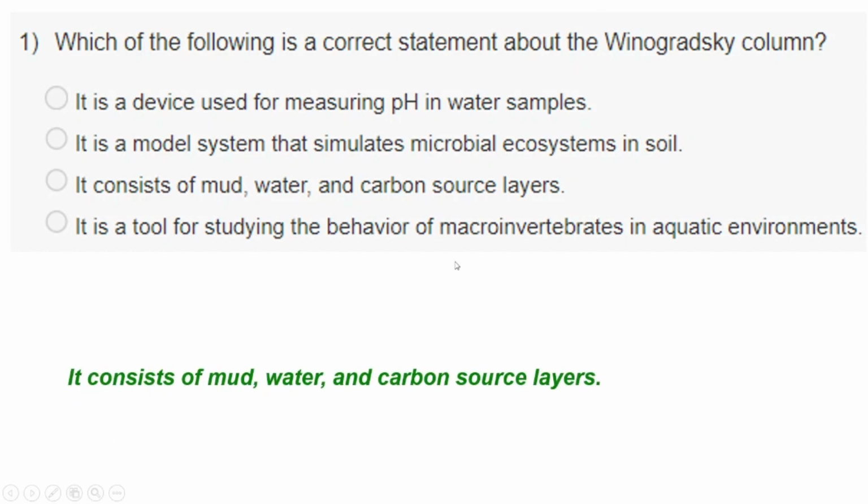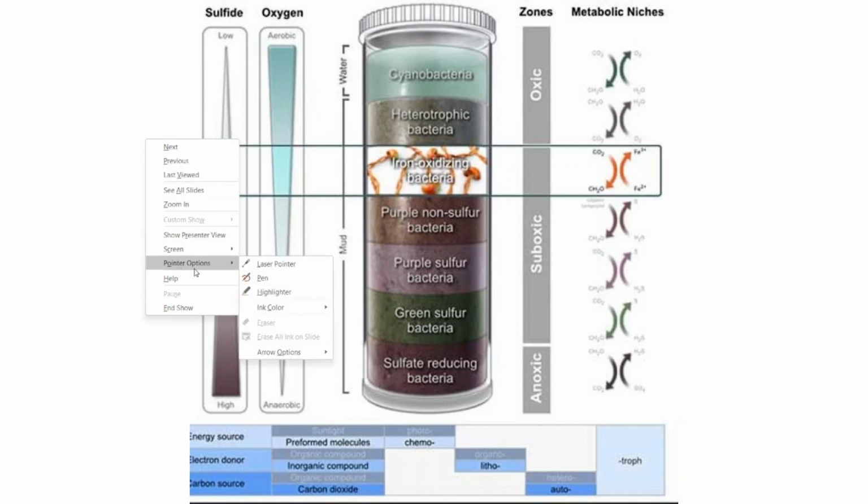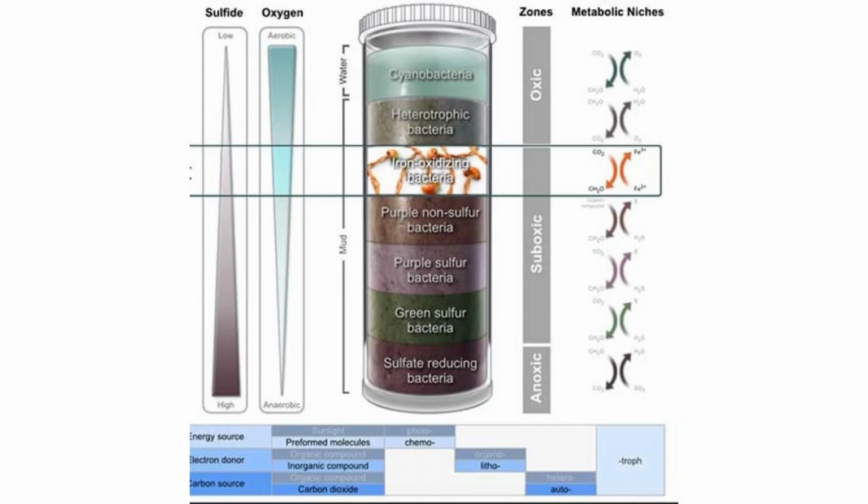Yeah, option 3 is definitely correct. It consists of mud, water, and carbon source layers. Before discussing option 2, let's talk about what a Winogradsky column actually is. So, a Winogradsky column is a simple device for culturing a large diversity of microorganisms. And it was invented in the 1880s by Sergei Winogradsky, hence the name Winogradsky column.